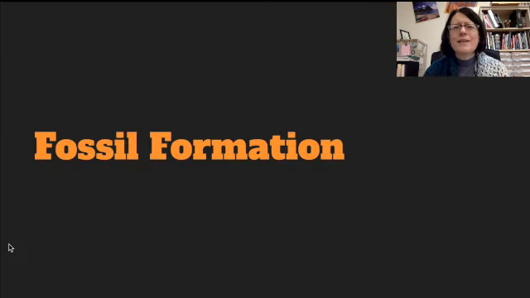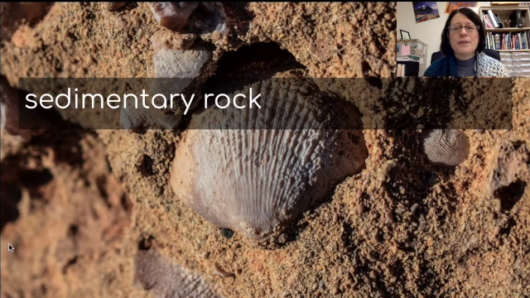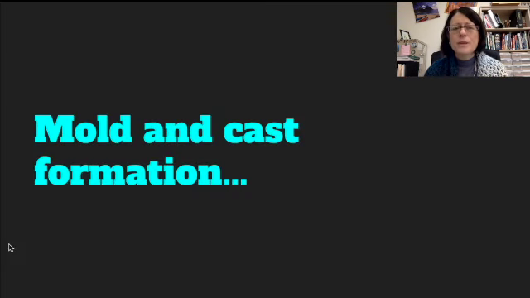So there are lots of ways that fossils can be formed. So fossils are usually found in sedimentary rock. This is because if it was igneous rock, they're melted before they're formed, so not really likely. And metamorphic rock, remember that high heat and pressure would distort them. So usually found in sedimentary rock. The most common form of fossil that you will find is the mold and cast.